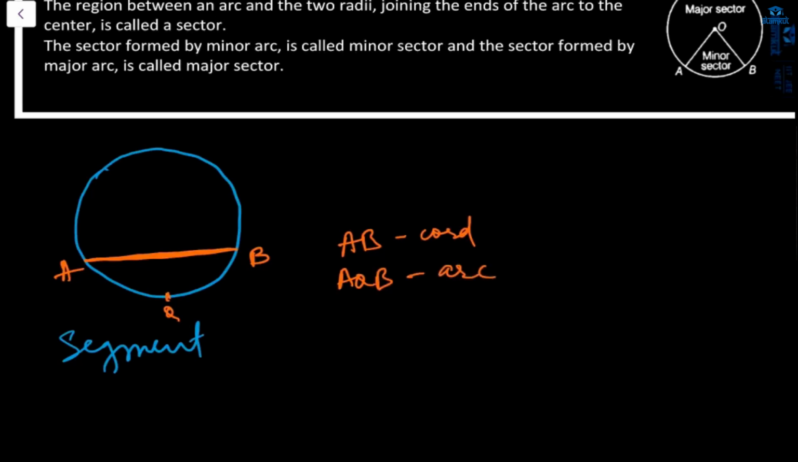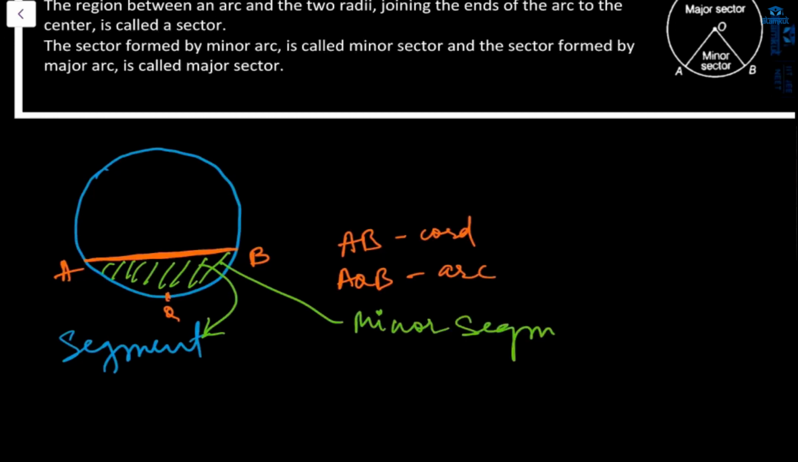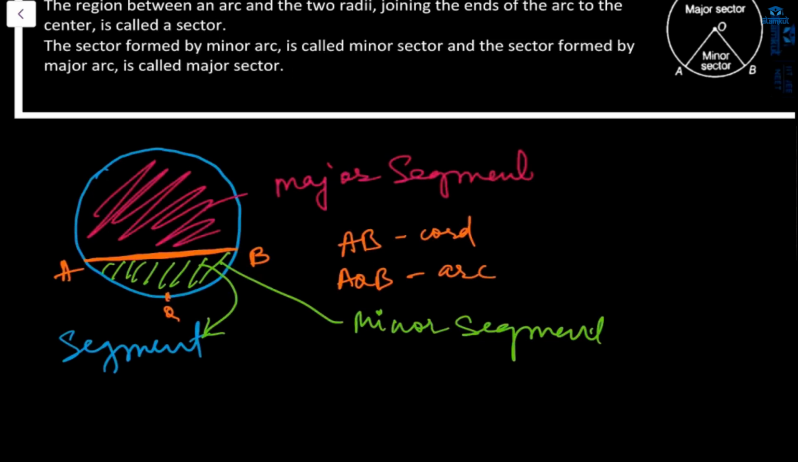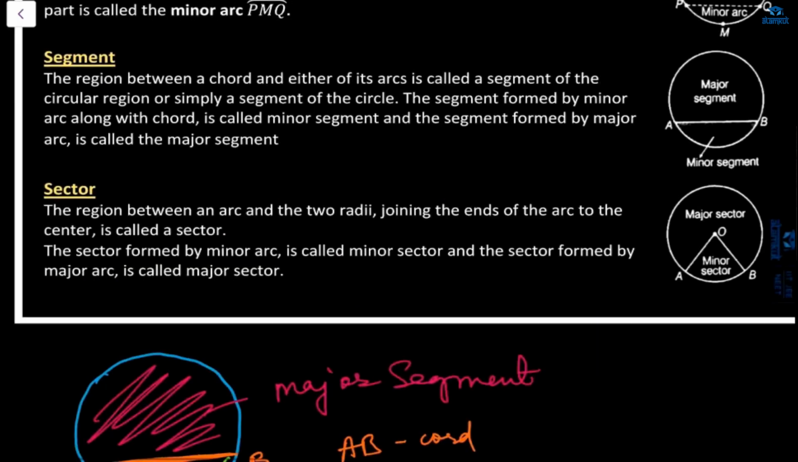Now the region between this chord and the arc is called the segment, okay. Here also there is a major segment and a minor segment. This one is the minor segment, the smaller one, and this one is called the major segment, okay. Major and minor segment. Now sector.